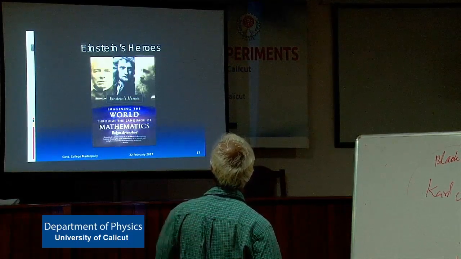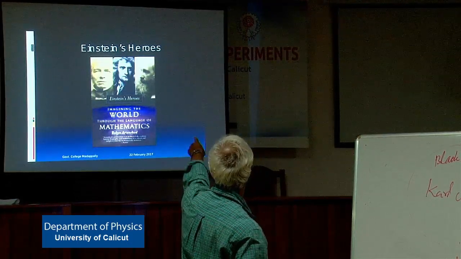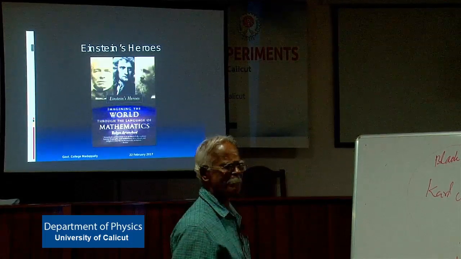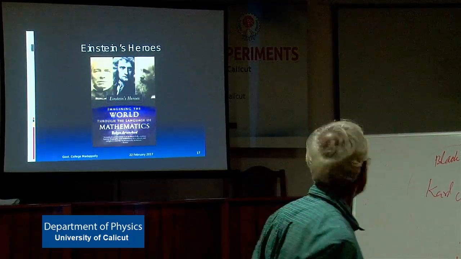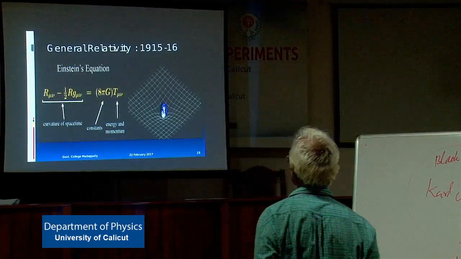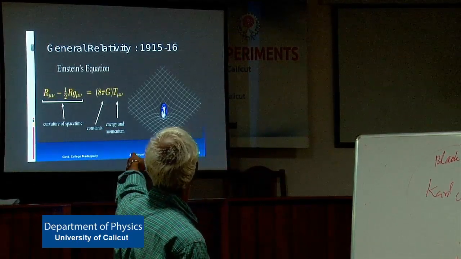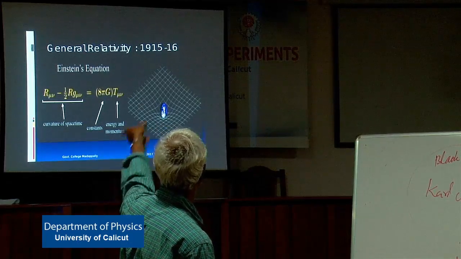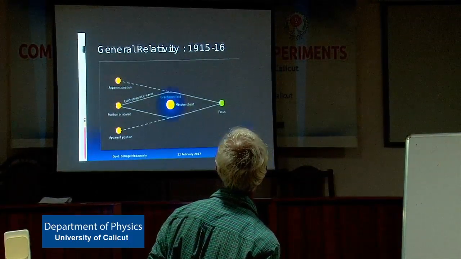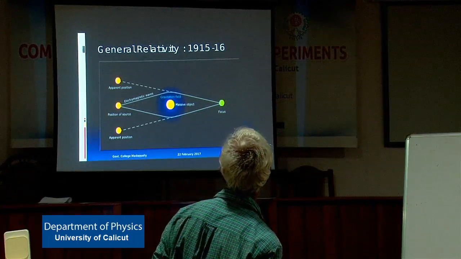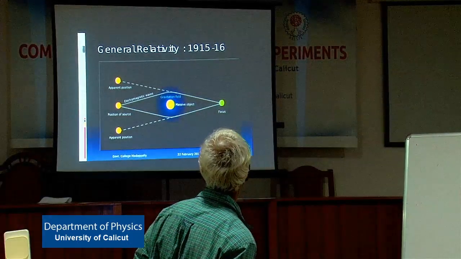Einstein's heroes: Newton, Maxwell. I don't know, the middle person is Newton, this one is Maxwell, the left, is it Faraday, I don't know. General relativity, 1915-16, Einstein's equation. This is that thing: the metric tensor appearing on the LHS and the energy-momentum tensor appearing on the RHS. That is general relativity, bending of light beams as verified during a solar eclipse.